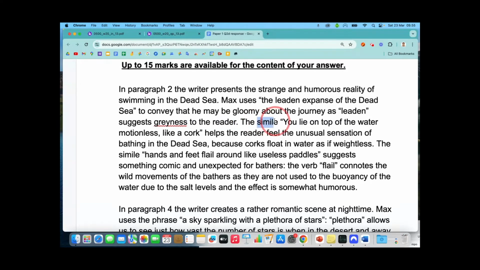Here you can see we've identified an example of imagery. In this one, it is a simile. So where you see simile, metaphor, personification, or implied meaning, then please, obviously that's one to pick out, and then you are fulfilling that aspect of the question. You lie on top of the water like a cork. Obviously, like a cork is a simile. And we're also talking about the effect on the reader.